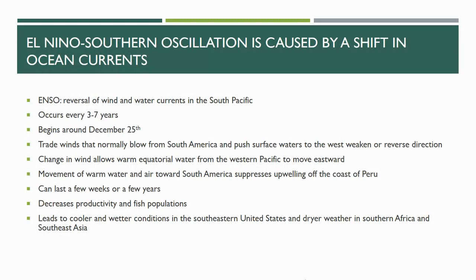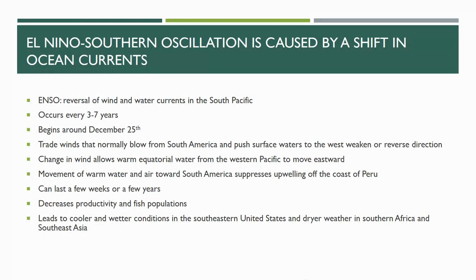Finally, we will look at El Niño Southern Oscillation, or ENSO, which is caused by a shift in ocean currents. ENSO is a reversal of wind and water currents in the South Pacific that occurs every 3 to 7 years, and it begins around December 25th, which is why it is called El Niño.